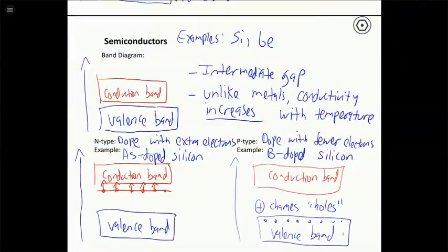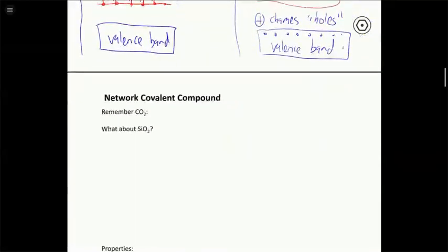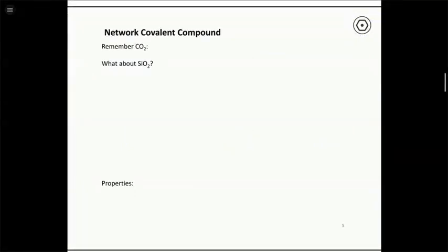All right, so that's sort of a little bit of a primer on electronic structure of semiconductors, which again relates directly to molecular orbital theory. The last thing we'll talk about with network solids are network covalent compounds. And for this, we just want to be able to recognize an example of a network covalent compound and what it means about the structure.